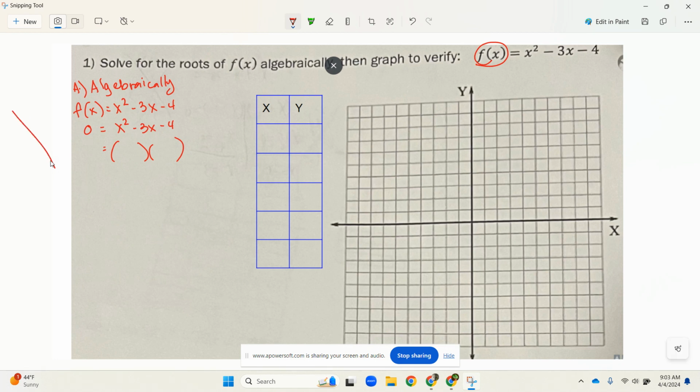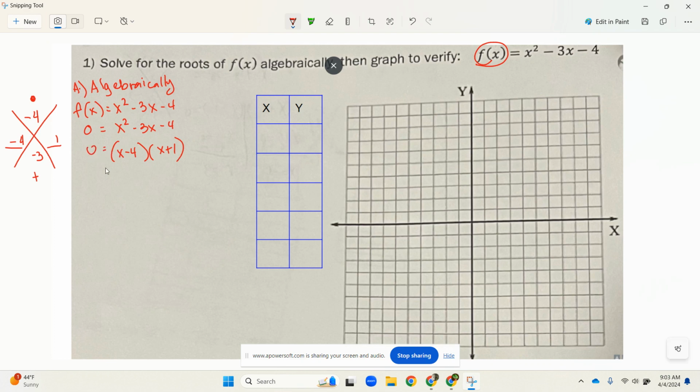All right, I'm going to put my big X here. That means I'm going to put my C, which is -4, and then -3. And you want to think of two numbers that will multiply to -4, but will add to -3. And that's going to be -4 and +1. So now I'm going to put x minus 4, x plus 1.